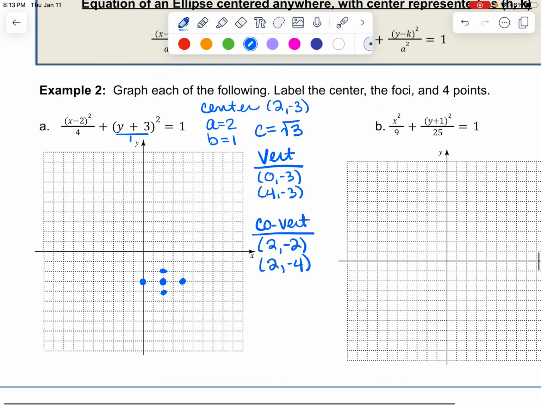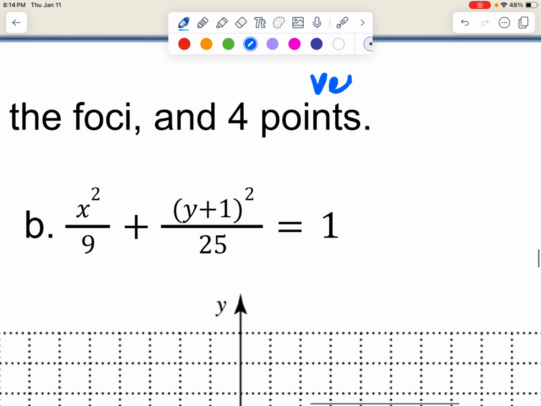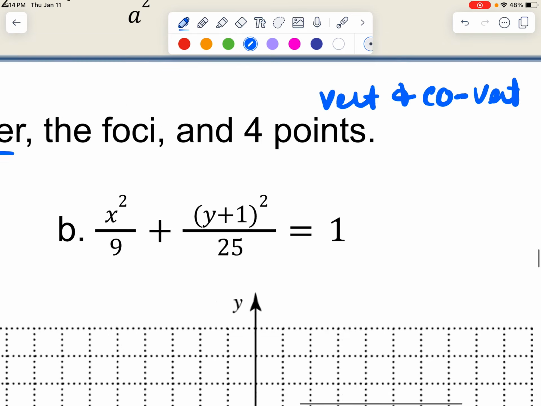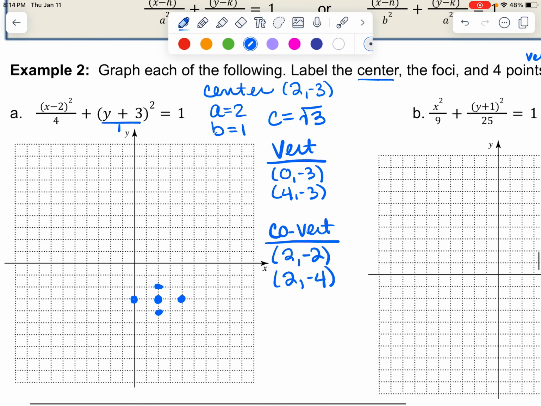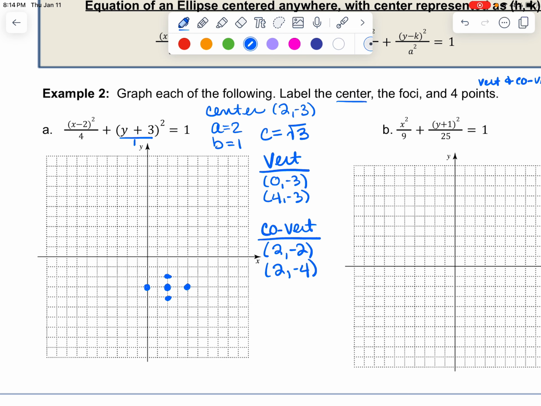All right, did I do all the stuff? I labeled the center. I labeled 4 points, my vertices and co-vertices. They count. And now I need to do my foci. Okay, so for my foci, this is where it gets a little funky. You take the center and you add and subtract the C value. And if it's a radical, that's fine.